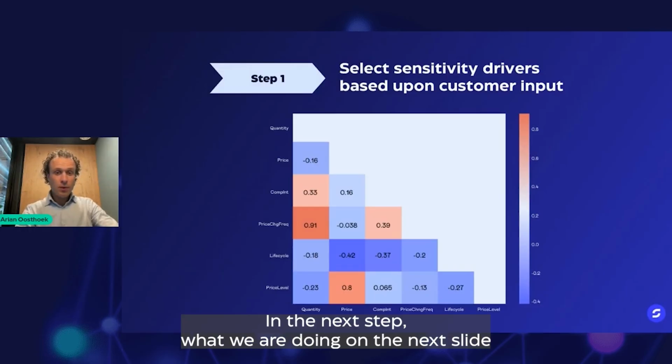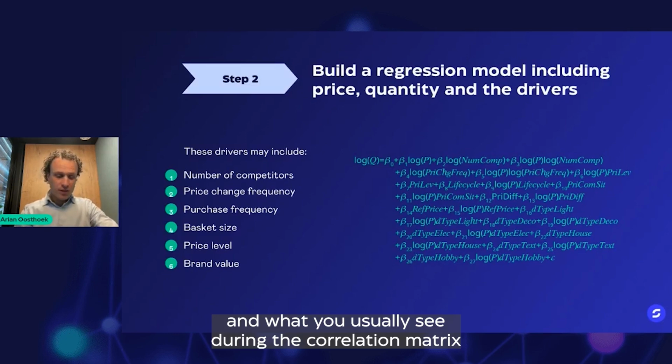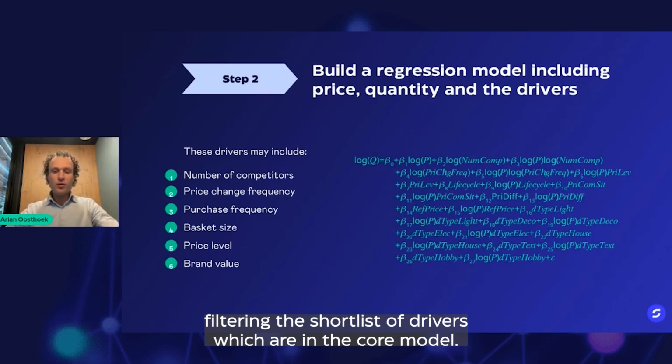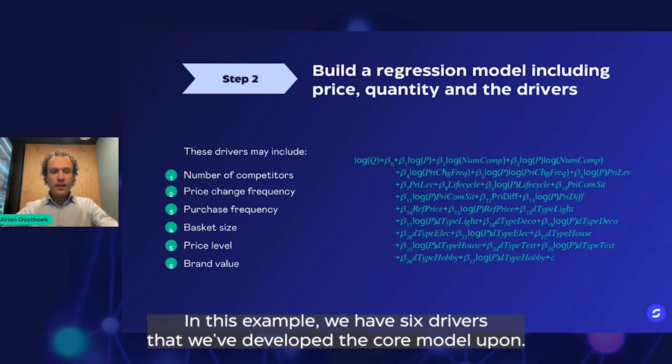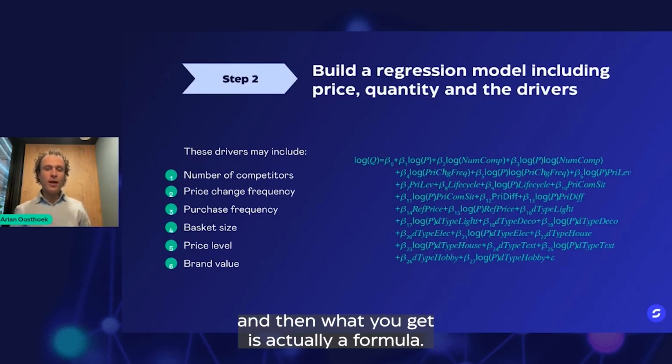In the next step, on the next slide, we are going to develop the model. What you usually see in the correlation matrix is that some drivers could overlap, so you come to a filtering, a shorter list of drivers which are in the core model. In this example, we have 6 drivers that we've developed the core model upon. And then what you get is actually a formula.